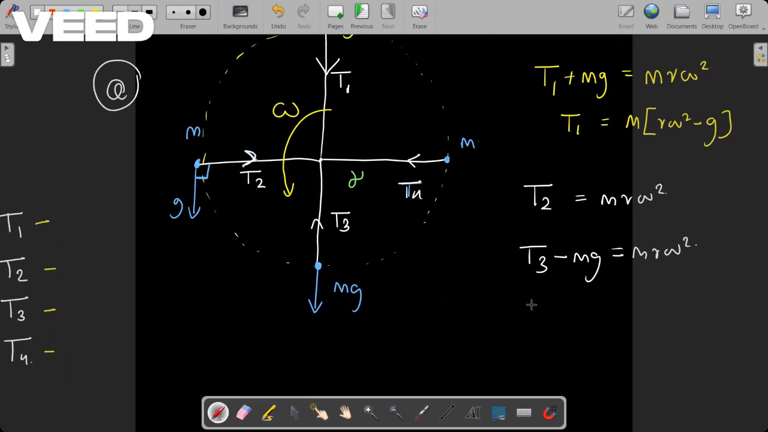So when you make T3 the subject, T3 equals, we can take into the bracket, g plus r omega squared. Now out of these three again, T3 is the largest. Why? It should compensate the weight of the object and the force.